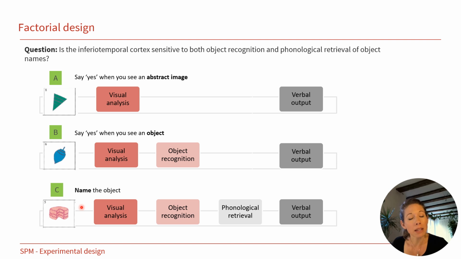And finally, in condition C, they had to name the object. So it's not only visual analysis and object recognition, but also phonological retrieval, which here is now of importance, and again the verbal output. And the hypothesis of the researchers was that this specific cortical area would not only be sensitive to object recognition, but also to naming an object, phonological retrieval of objects. So they were also assuming an increase in activation from condition B to condition C.